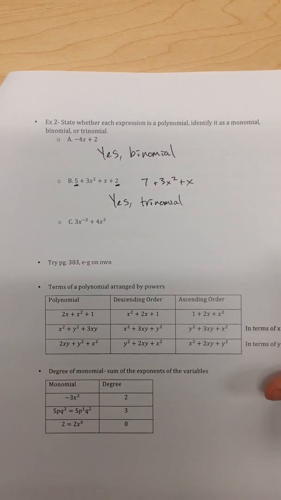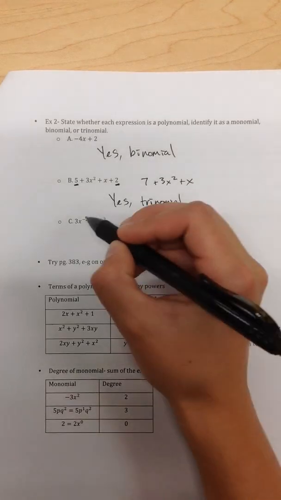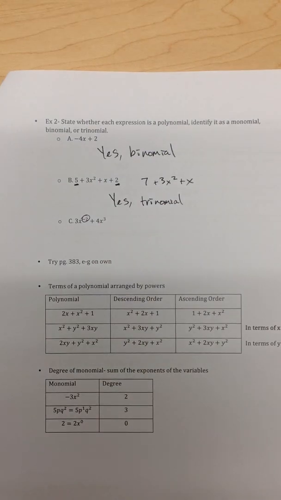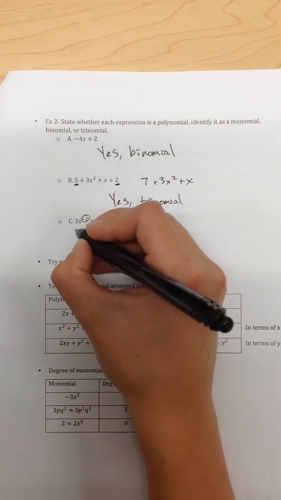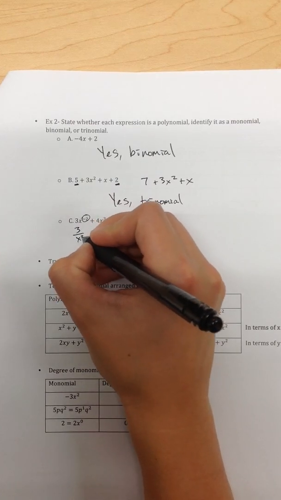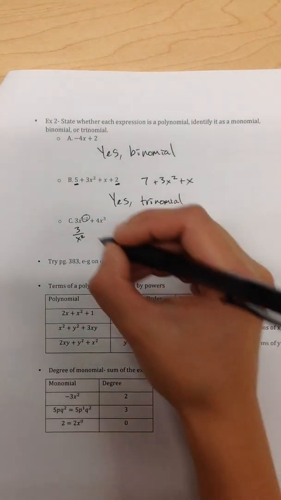Okay, and then the last one here, we got 3x to the power of negative 2 plus 4x to the third. So again, we're looking for anything goofy here. Well, I do see something goofy with this one because we've got the power of a negative, right? So we know power of a negative means that would flip to the bottom. So that's the same as x to the power of 2 on the bottom.